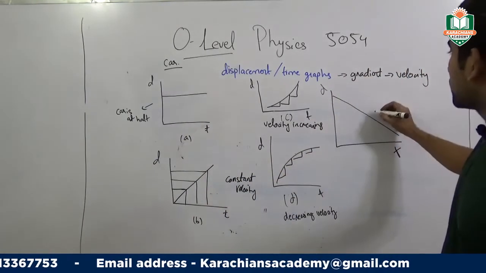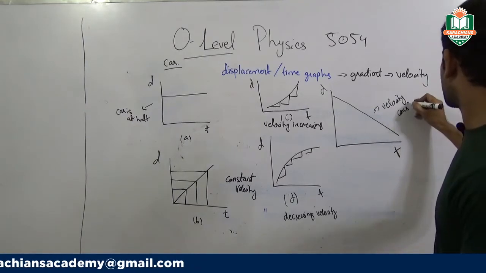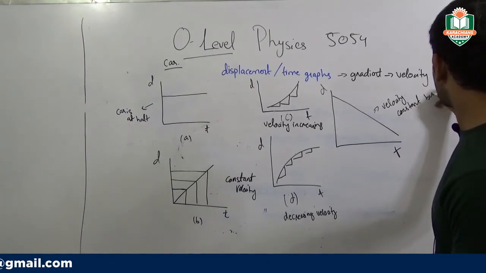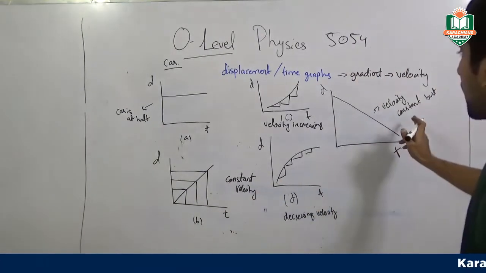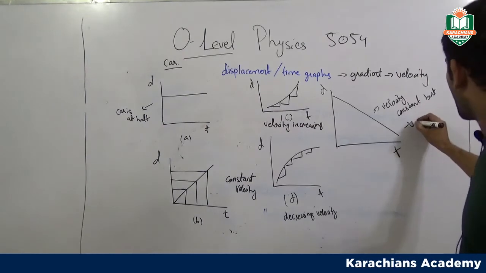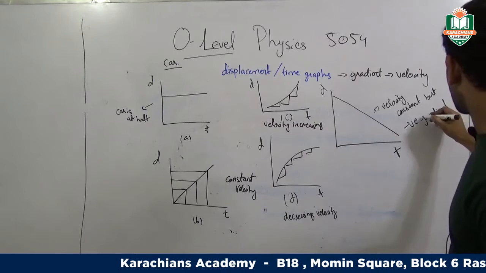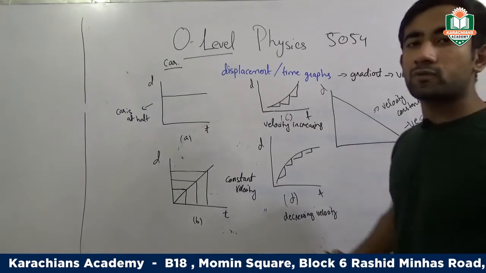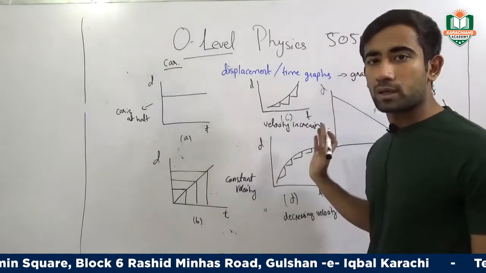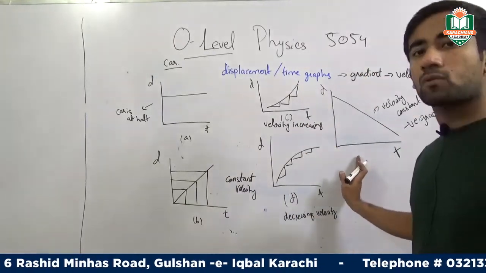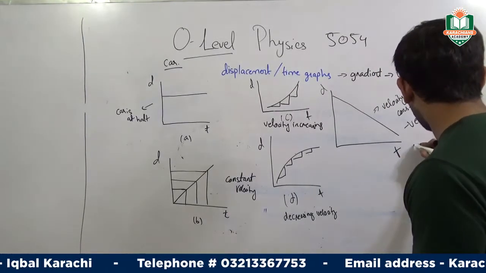And for this case, this is again a straight line graph, which was like this. In this case, again we'll say that velocity is constant. But since velocity is a vector quantity, it can be positive, it can be negative. In this case, we have a negative gradient, but the gradient is constant. So the velocity will be negative. So the car is moving in the opposite direction with a constant velocity.